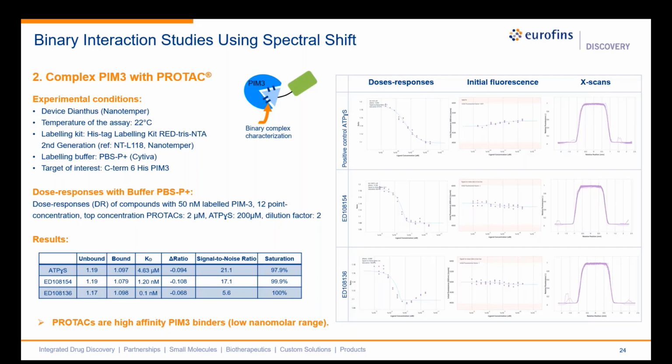And then regarding the PROTAC results, as you can see, both PROTACs are high affinity binders. In fact, we reached the limit for an accurate determination of binding affinities because the measured affinities are higher than the concentration of PIM3. Nevertheless, this experiment confirmed the high affinity of the PROTACs to PIM3.